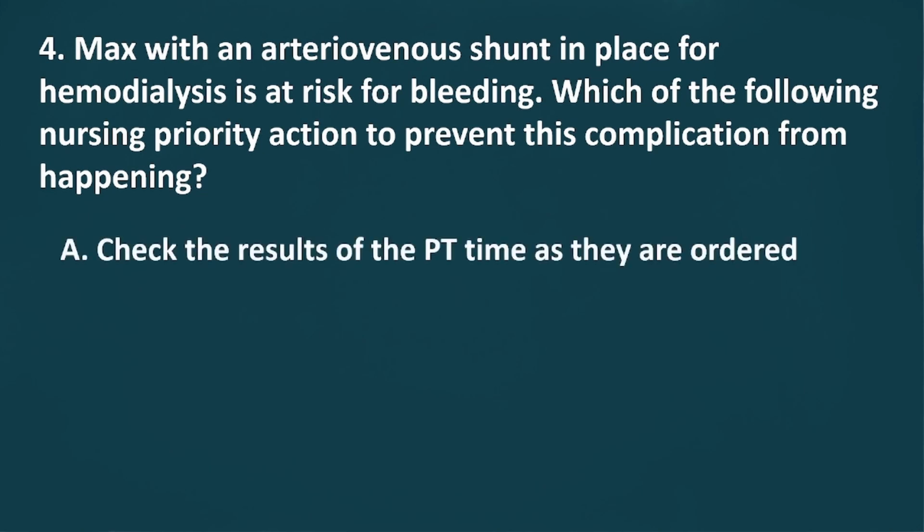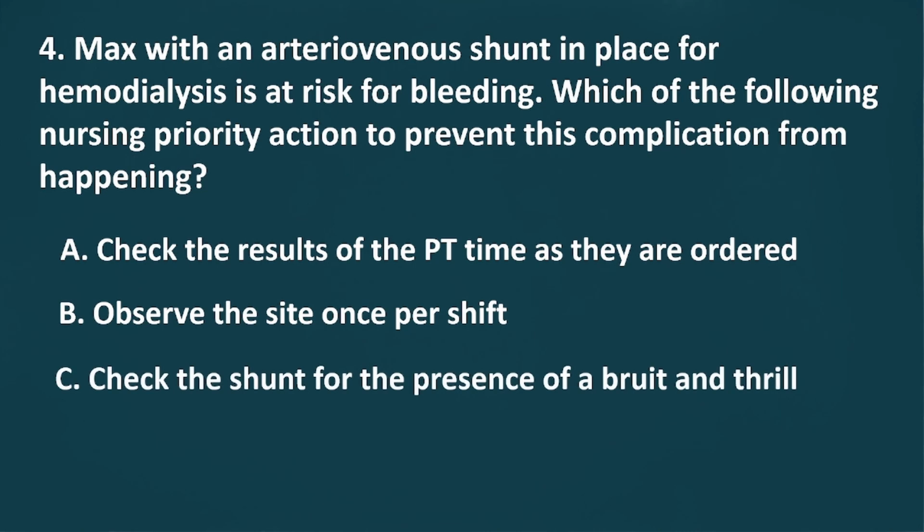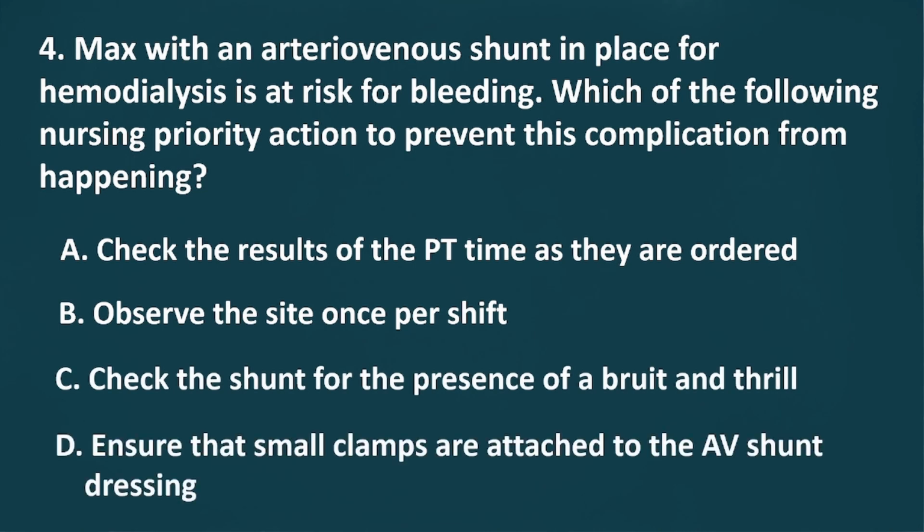A. Check the results of the prothrombin time as they are ordered. B. Observe the site once per shift. C. Check the shunt for the presence of a bruit and thrill. D. Ensure that small clamps are attached to the AV shunt dressing.